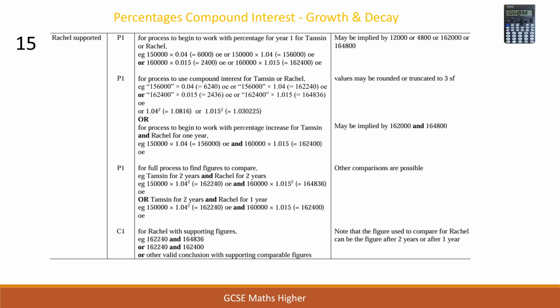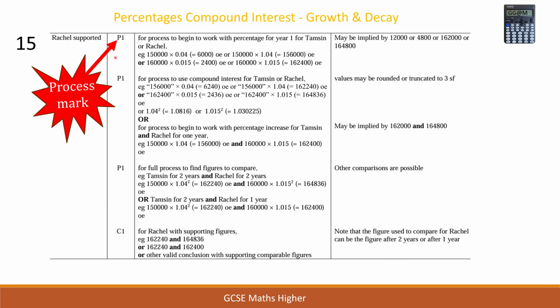So you should have got an answer of Rachel. Supported means you must show your working. So these 4 marks here must be given clearly in order to be able to get the marks. So the P1 are process marks, and C1 is a communication mark, which means you must use words in order to get this communication mark. So you can't just write down numbers, you have to write with a valid conclusion with supporting comparable figures. So you have to use the numbers and words in order to get this communication mark. So it's about how you communicate.